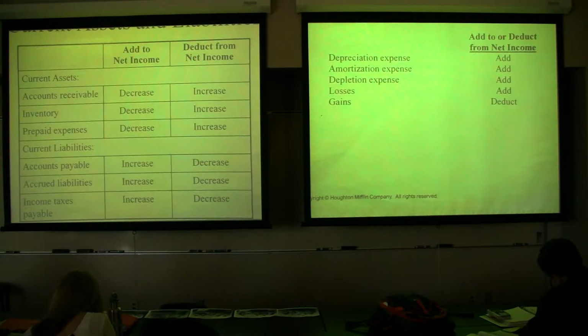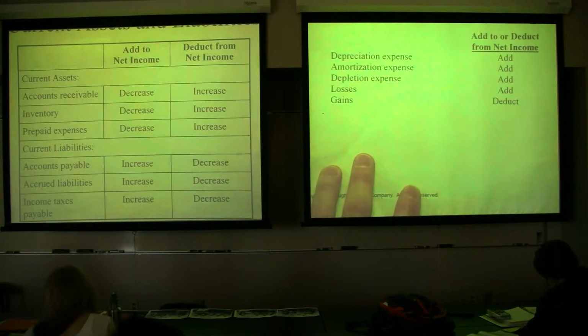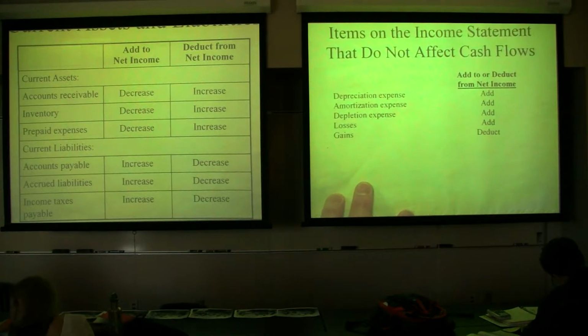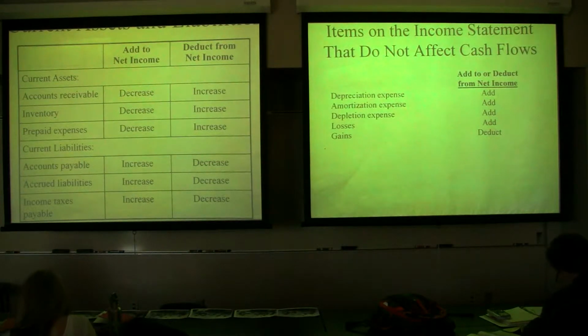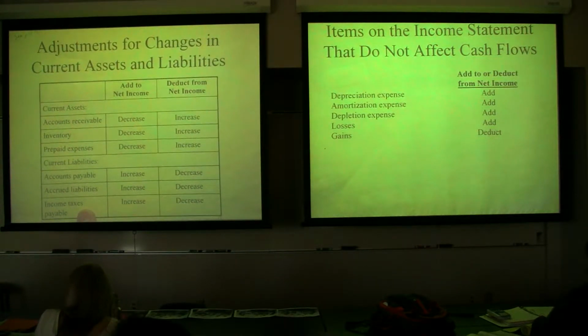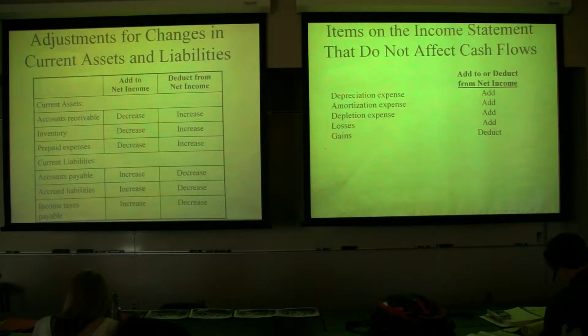Or take a picture of whatever you're pushing. Excuse me, just hold on a little bit, just so I can read what the heading is on it. Thank you. So these are items on the income statement that do not affect your cash flows. And these are adjustments for changes in current assets and current liabilities.